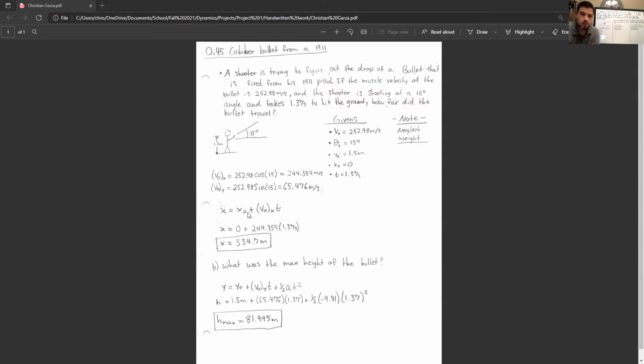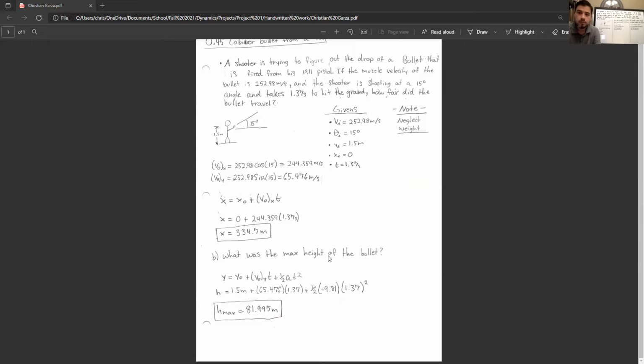And we can just plug it straight into this formula for position in X, where we say that the final position of X is equal to the initial position of X plus the velocity component of X times time. So we can just plug this all in, and it should give us a distance of 334.7 meters. So that's the distance the bullet traveled until it hit the ground.